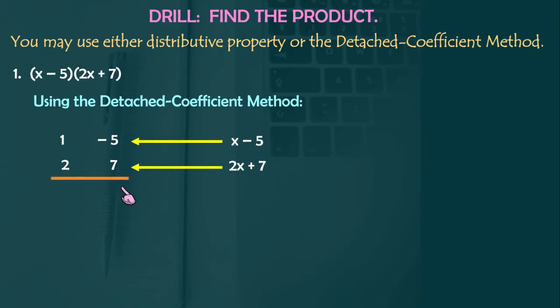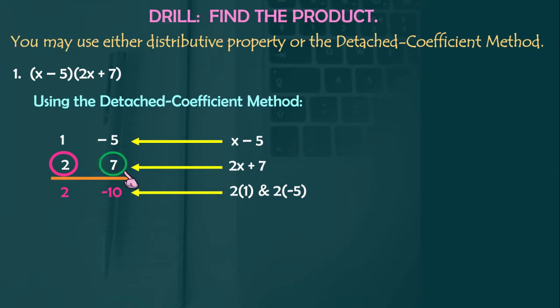Then we can now proceed with multiplication. So first, get this 2 and multiply this with 1 and negative 5. So 2 times 1 and 2 times negative 5. Now 2 times 1 is equal to 2. So write it below 2, align it with 2. 2 times negative 5, that is negative 10.